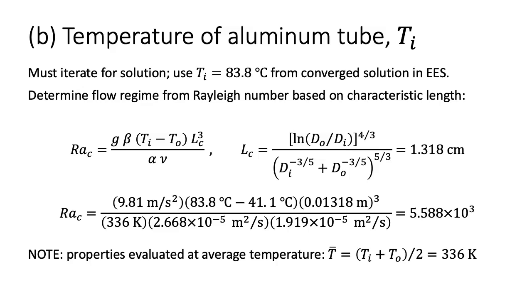To automate this process, I used EES for my calculations, and we will use the final converged temperature for our initial guess to show the necessary calculations. Substituting in values, we get a Rayleigh number based on a characteristic length for the annulus of 5.6 times 10 to the third. Note that for these calculations, we are using properties evaluated at the mean temperature of 336 Kelvin, which again is calculated using our initial guess for the inner temperature.